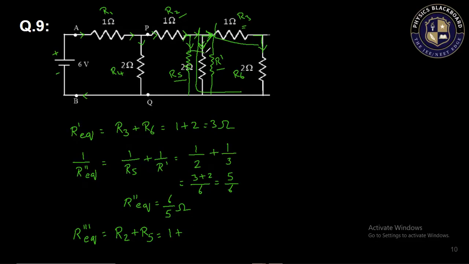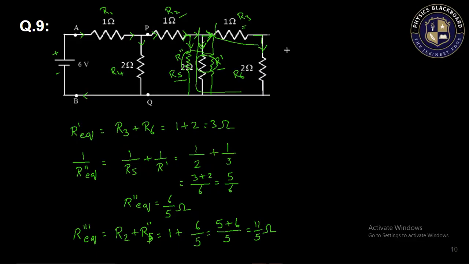So these two we solved and together we are drawing here. That is R double dash, right? Yes. Now, the R double dash in the place of R5. You just take R double dash. So R2 is 1, R double dash is 6 by 5. So you can write like 1 plus 6 by 5, right? What will you get? 11 by 5 ohms. 11 by 5 ohms, right?